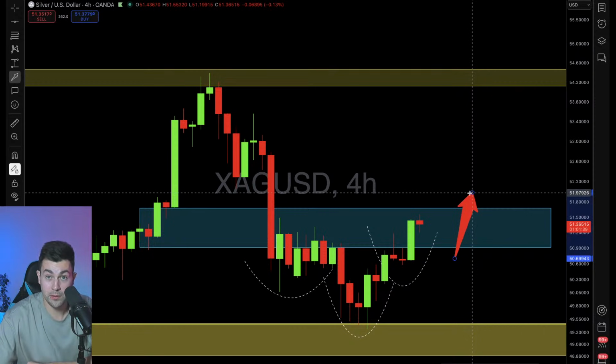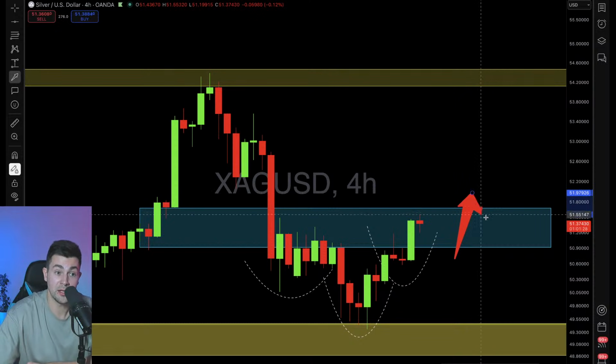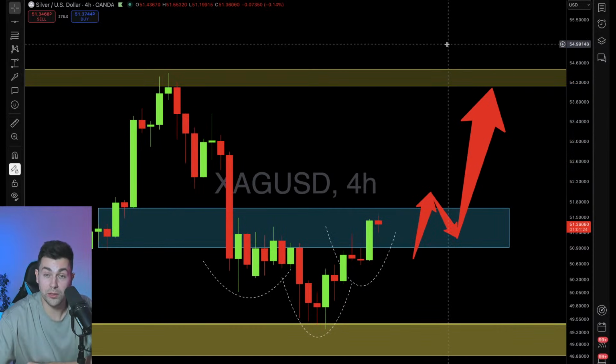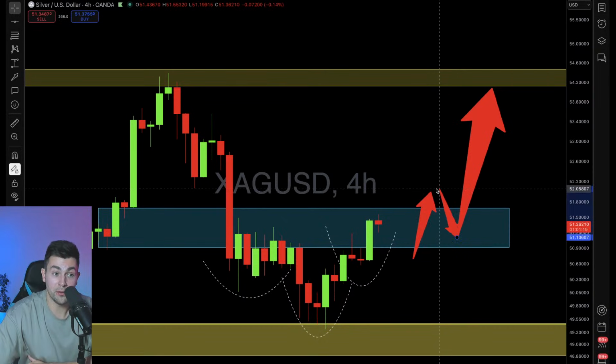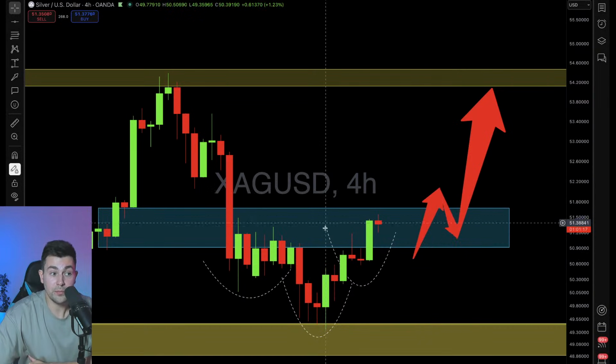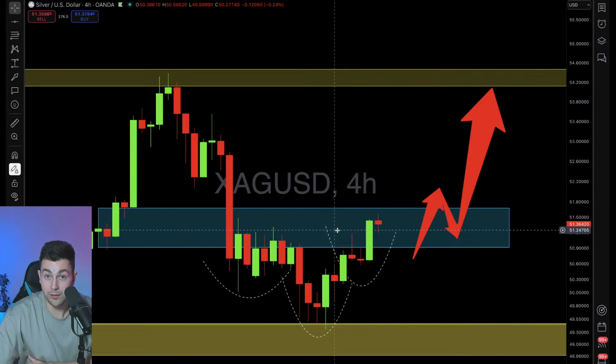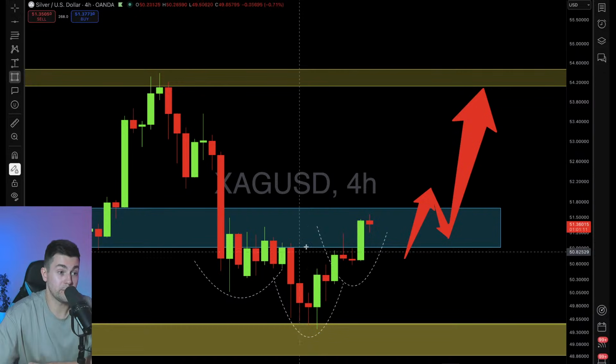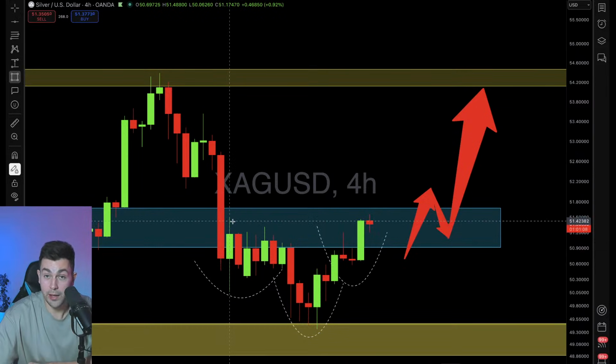If buyers manage to violate that area, it will signify a clear excess of the market demand. It will signify a clear dominance of the buyers. And then we can expect growth all the way up to our daily resistance. And that will be our signal to buy. After a breakout of the neckline of the pattern, yes, after a 4-hour candle close above that, we can buy.